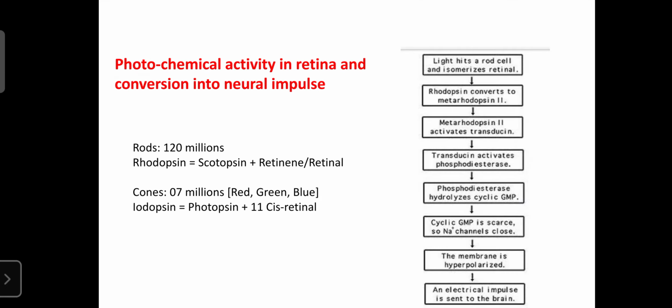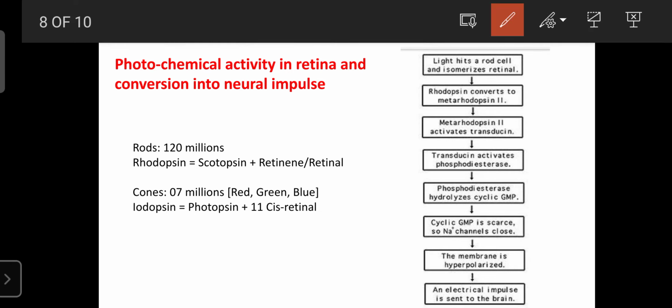The next one is the photochemical activity in the retina, and the conversion of an object into neural impulses. Here the retina mainly consists of special types of cells, known as the rods and the cones. Each eye consists of 120 million rods.